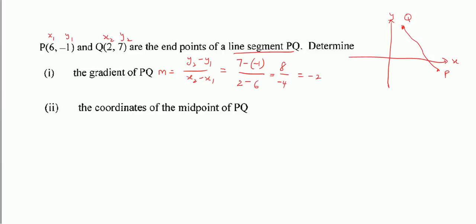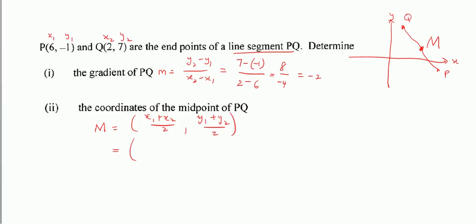Now, the midpoint. The midpoint lies in the middle of the line segment PQ. So the midpoint is somewhere here, right? Let me call it big M, not to be confused with the small m. The midpoint of a line is given by (x1 plus x2 over 2, y1 plus y2 over 2), because it's a coordinate we're trying to find here.